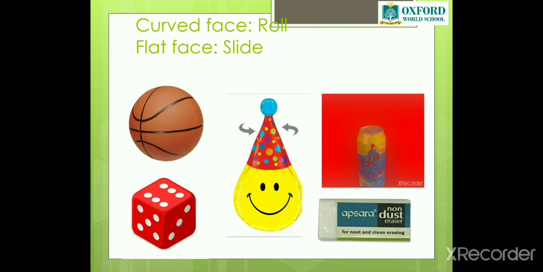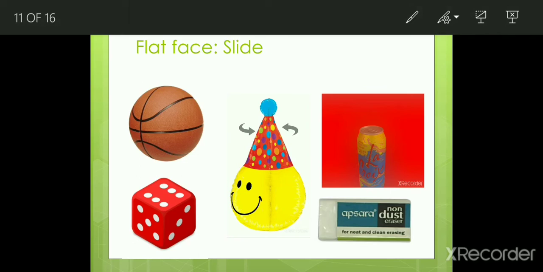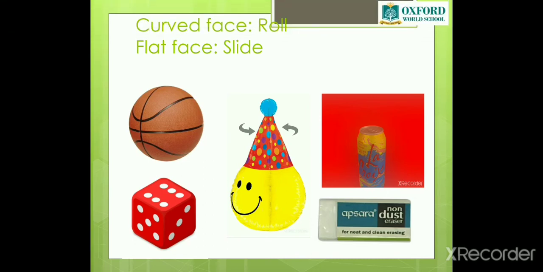Okay, what else can roll? The hat. Yes, the party hat. This party hat does not have any flat surface but a curved surface, so this party hat can roll instead of sliding. Coming to the next example, the ball. Now we know that a ball is a sphere where we don't have any corners and we don't have any edges. We just have one face, that is a curved face. So if we have a curved face, it means the ball can roll and it cannot slide.